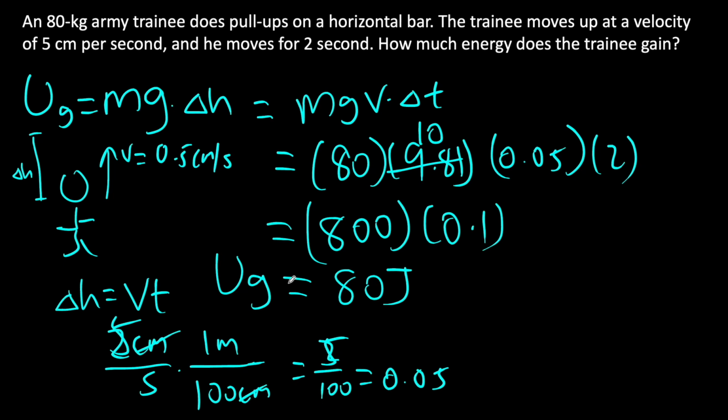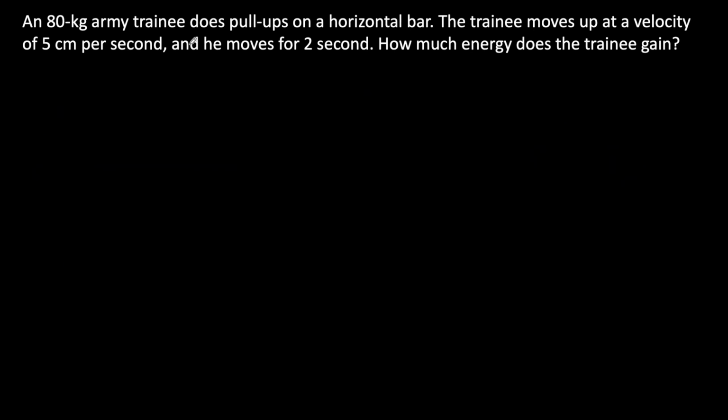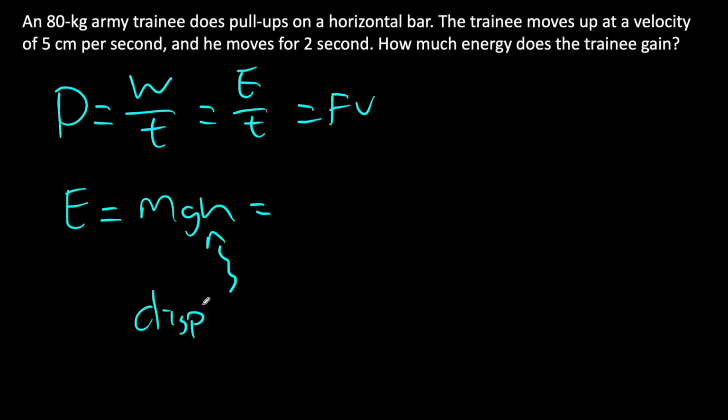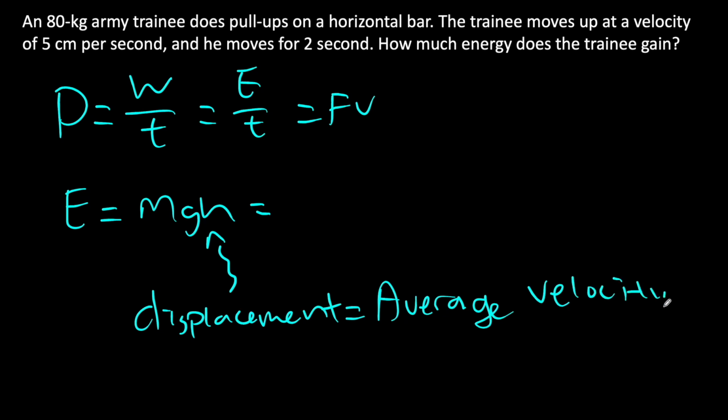Just one thing I want to point out is that you need to be able to change things from one quantity to another here. Let's say we know power is equal to work over time, which is equal to energy over time, so it's equal to force times velocity. But when you are calculating energy, you need to be aware that displacement is equal to average velocity times time. So this formula can become mg velocity times t.